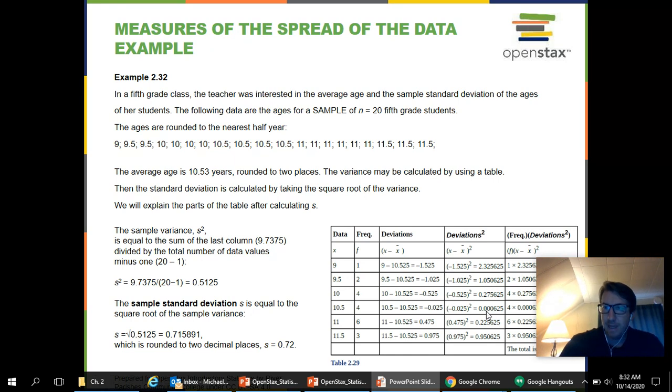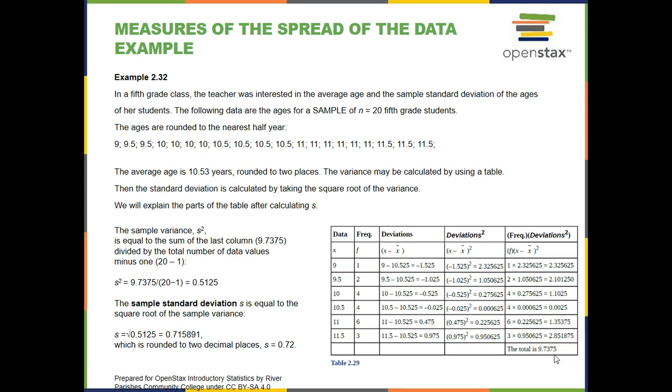So we square them, and then we go ahead and add up all of these deviations squared. Since we had 6 of these values at 11, that's why we multiply this one by 6. We just multiply it by the frequency because there would have been 6 of these values out there. Then we add up all those values, and my little box is in the way. So there we go. We get 9.7375.